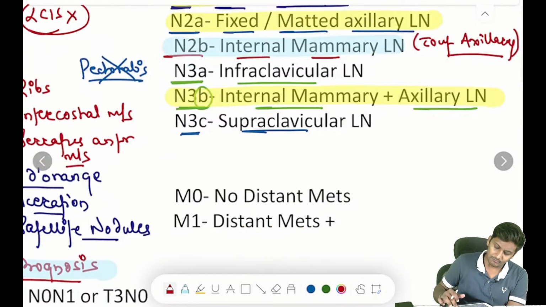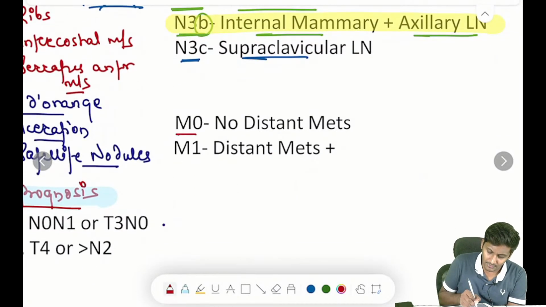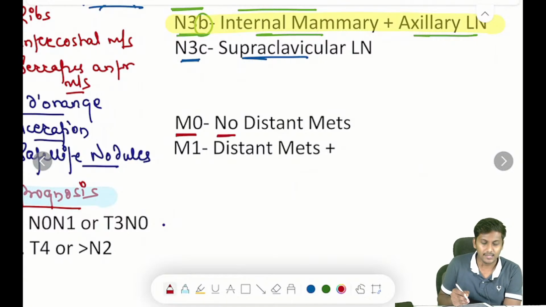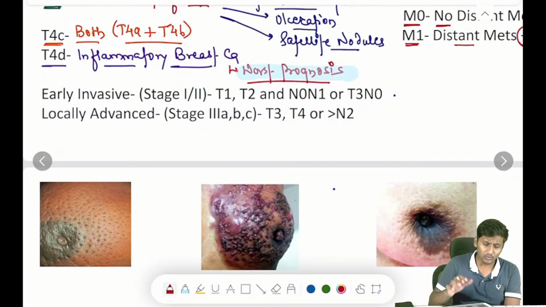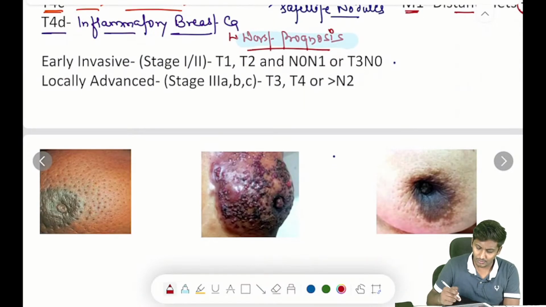And lastly, it is the distant metastasis. If it is M0, that means there is no distant metastasis, and if it is M1, that means distant metastasis is present. Okay, so that has to be understood. I'll talk about what is the most common site of metastasis and all, don't worry about that.